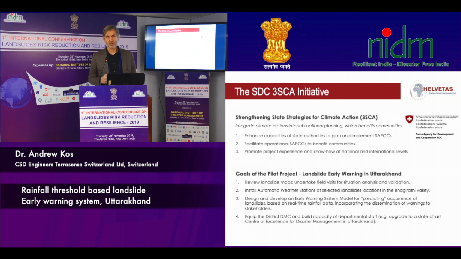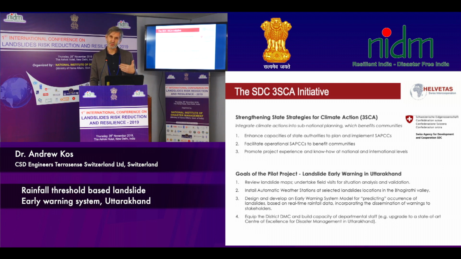Now, the goals of the pilot project, and I want to stress the fact that this is a pilot project, was to look at a rainfall threshold landslide early warning system for a particular part of a road section. And in that program, we were able to review different landslide maps and undertake visits to the field to understand the situation analysis.